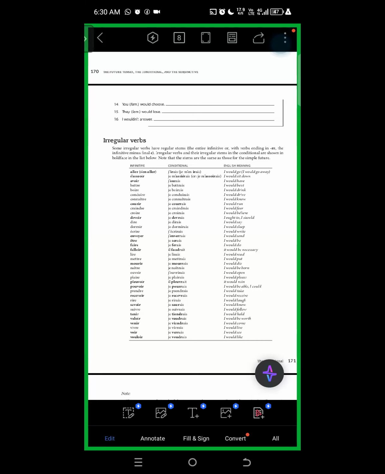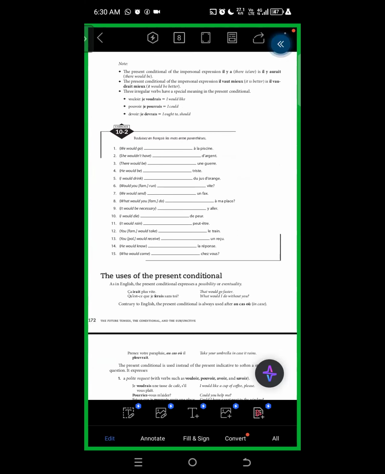Now, can you read the note on that, please? The present conditional of the impersonal expression il y a, there is or there are, is il y aurait. So that means we have il y a for there is, il y aura for there will be, and il y aurait for there would be.